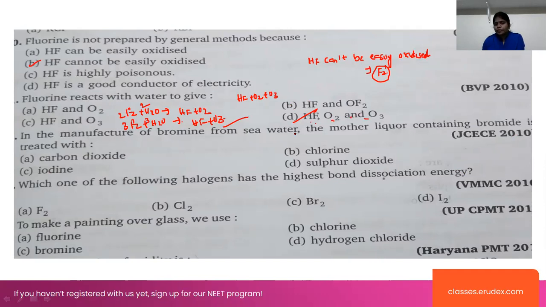In the manufacture of bromine from seawater, the mother liquor containing the bromide ion is treated with what? Seawater contains bromide ions. Whenever Br minus is treated with Cl2, that will give you Br2 along with 2Cl minus. Now this Br minus is present in the seawater, which is the mother liquor, right?